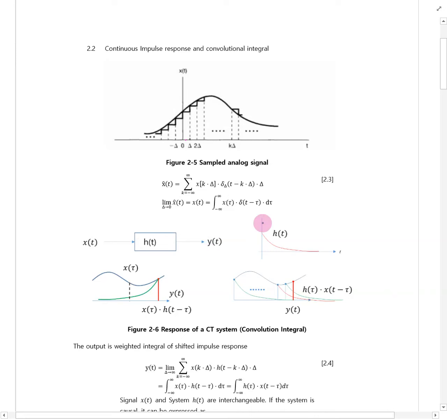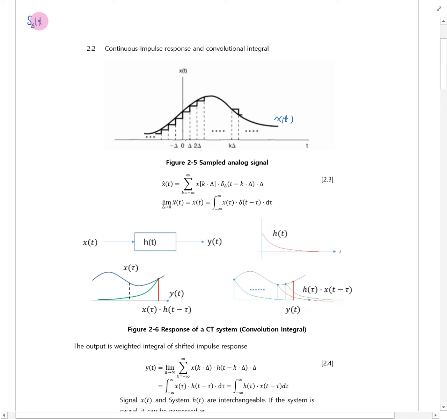Okay, today we will study more about the convolutional operation. Here shows an input signal x(t). Okay, this one is input x(t). Input x(t) is sampled by an impulse function, an approximate impulse function. The approximate impulse function is this one, delta sub delta of t.